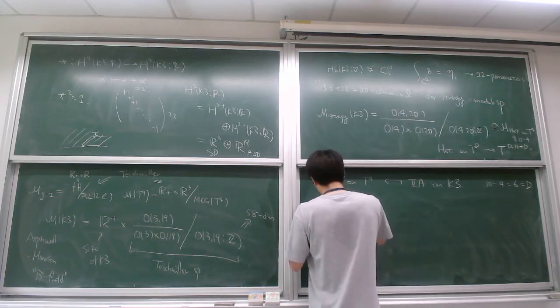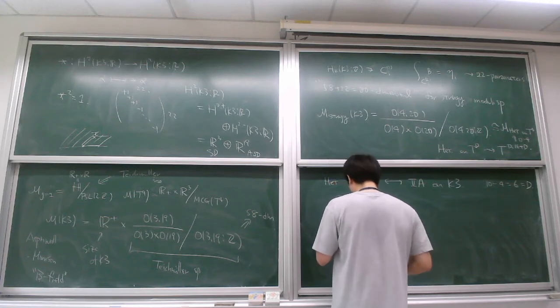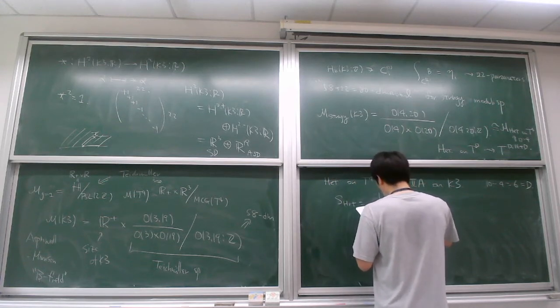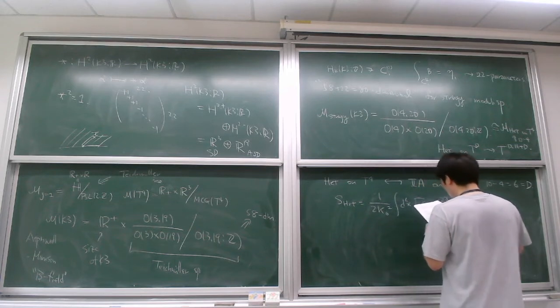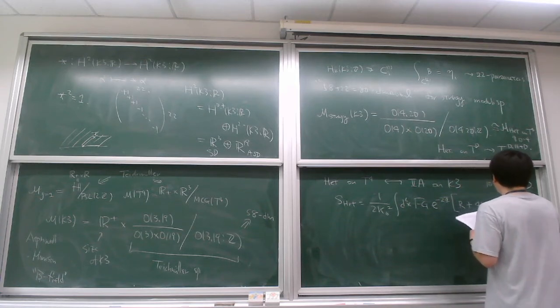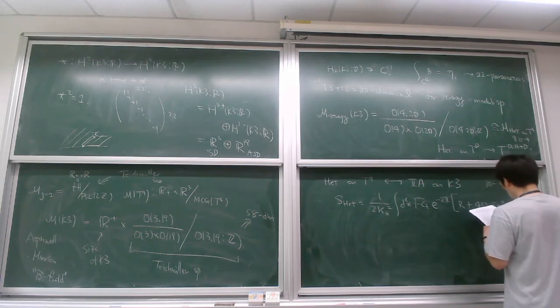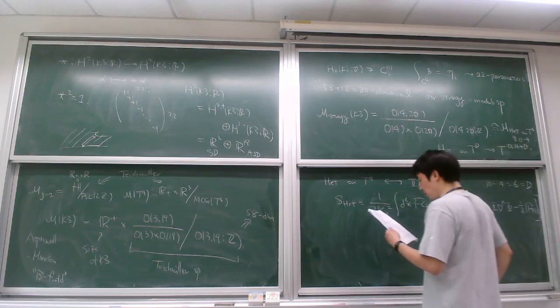Then what we get is the heterotic action in six dimensions on T4, with the usual NS sector, the supergravity part, and also the Yang-Mills part.